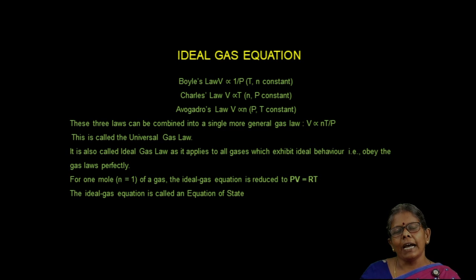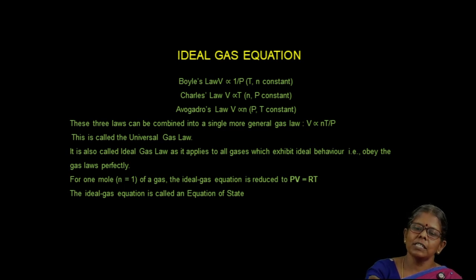Next we come to the ideal gas equation. In the combined gas law, we combined both Boyle's law and Charles's law. For the ideal gas equation, we have to consider 3 laws: Boyle's law, Charles's law as well as Avogadro's law. As previously seen, Boyle's law says volume is inversely proportional to pressure when the temperature and the number of moles remain constant. Charles's law indicates that volume is directly proportional to temperature when the pressure and the number of moles remain constant, whereas Avogadro's law indicates that volume is proportional to n when the pressure and temperature remain constant.